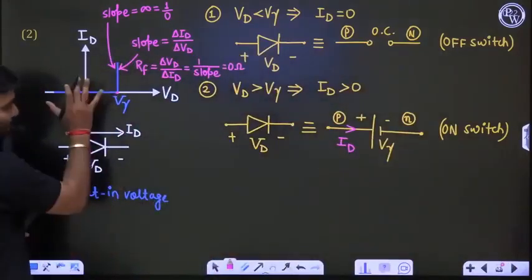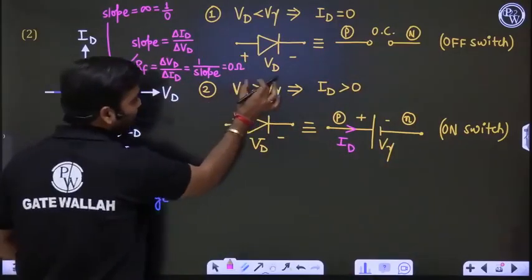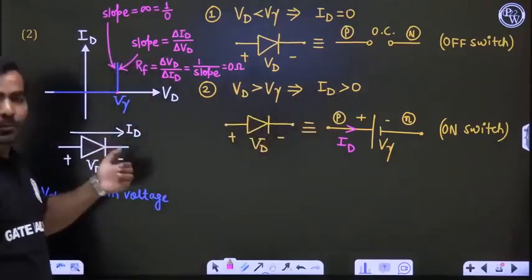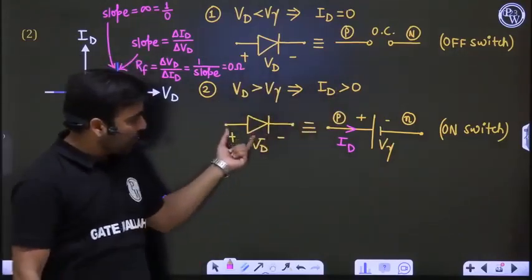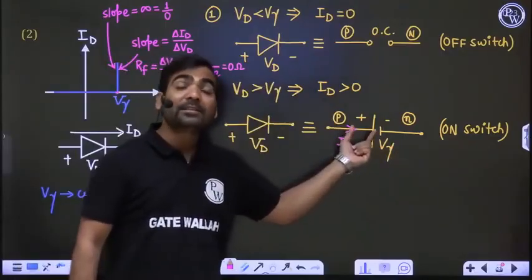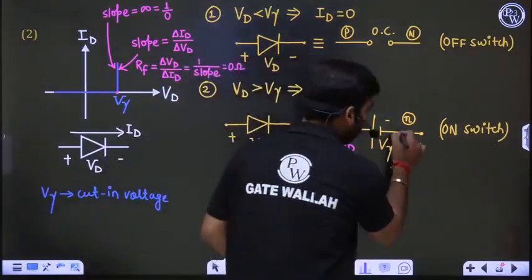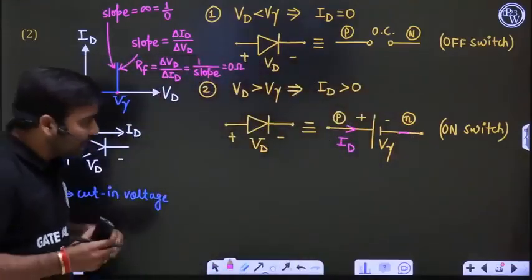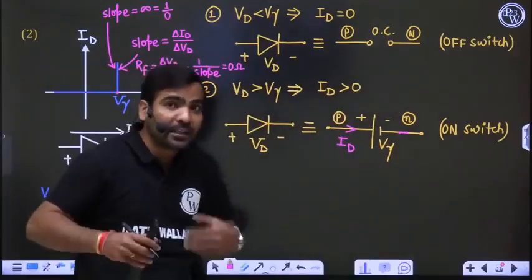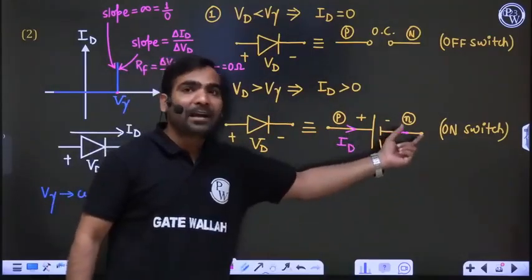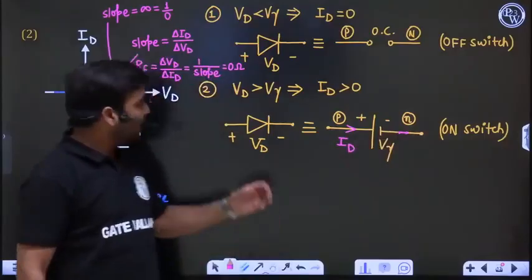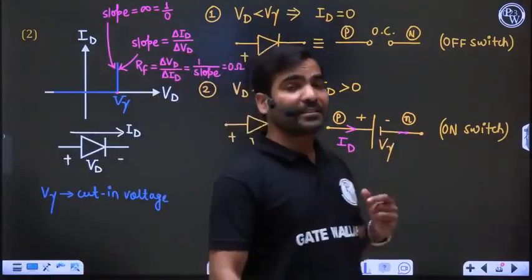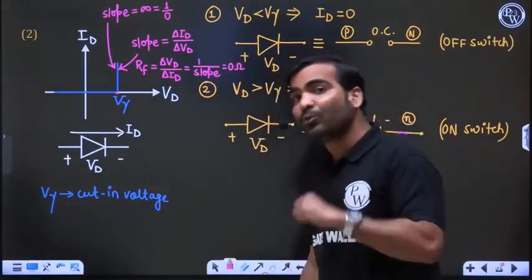That's why you can see in the second case, when VD is greater than V gamma or ID is greater than 0, ID is flowing from P to N. In that case, the diode will be replaced by a battery in series with a resistance whose value is 0 ohm. No doubt it is a battery. Just think like that: along with the battery, we have a resistance in series, and that resistance is equal to 0 ohm.